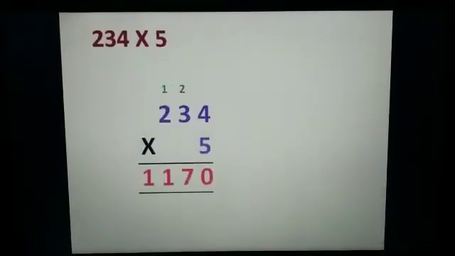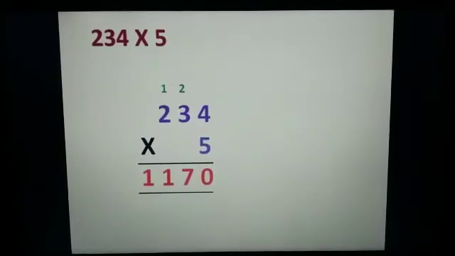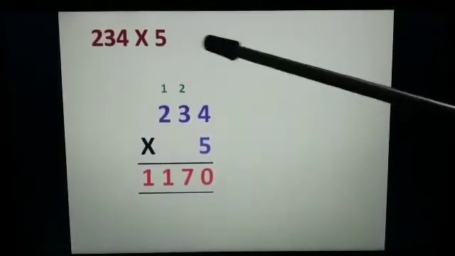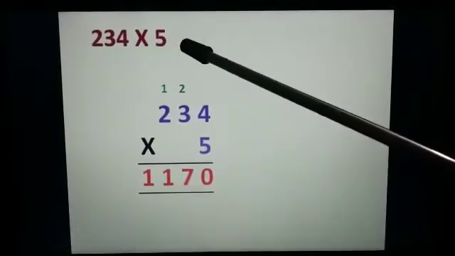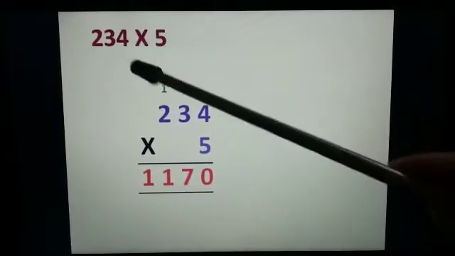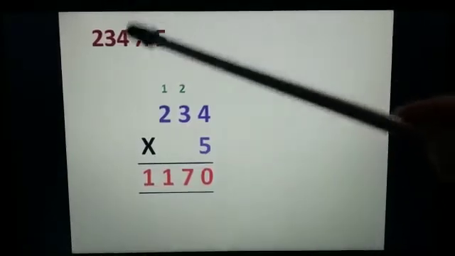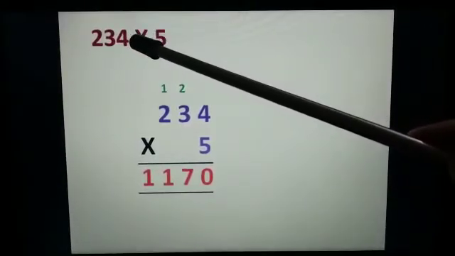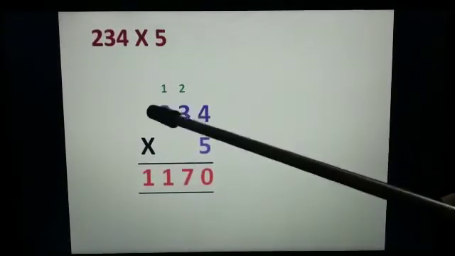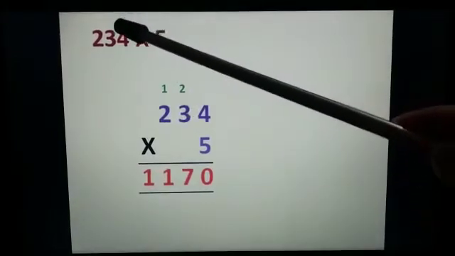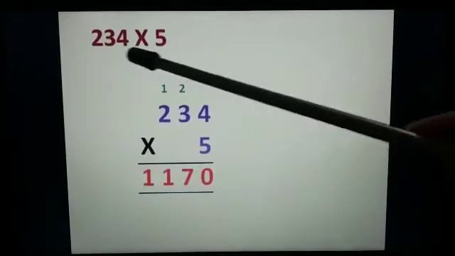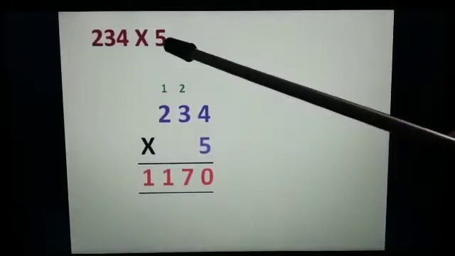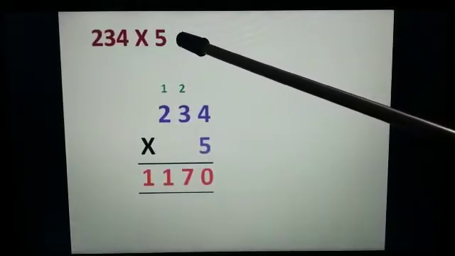Now let's multiply or find the product. We need to multiply these two numbers. 234 into 5. This is the symbol of multiply. We can say this "into". That means 5 times 234. Now we are multiplying a 3-digit number with a 1-digit number.